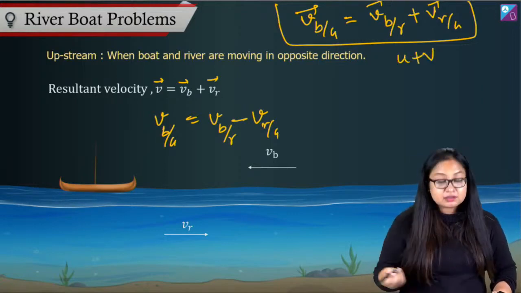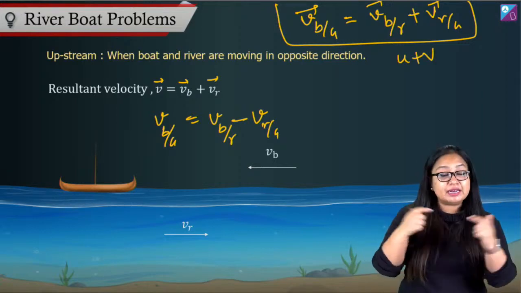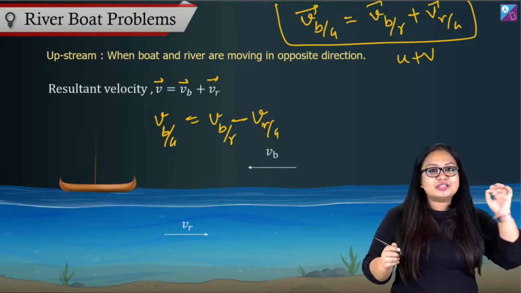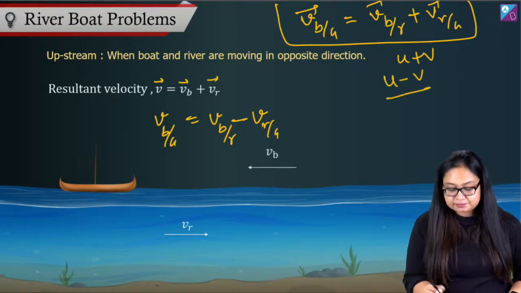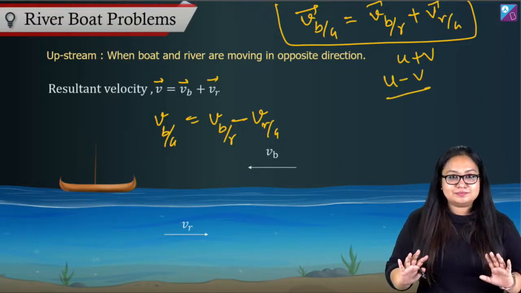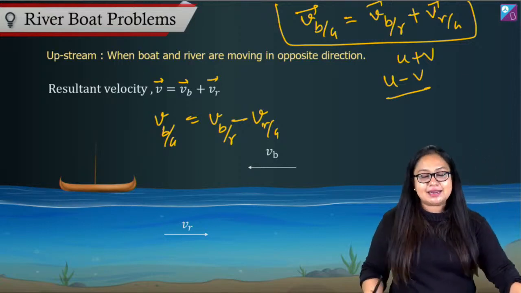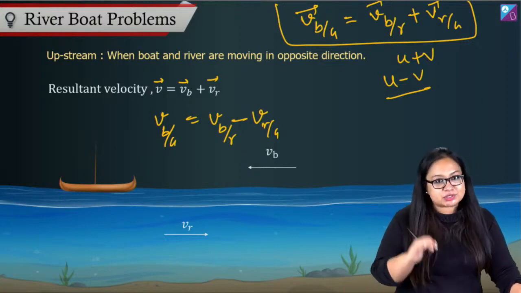U plus V in downstream. In upstream, their magnitudes are different, their directions are in opposite direction, so their magnitudes get subtracted. That's all. So we get U minus V. Upstream, downstream motion you've learned before as well, right? In 9th grade and 7th grade. This is the fundamental behind it using relative motion.